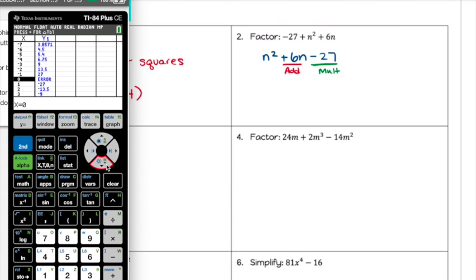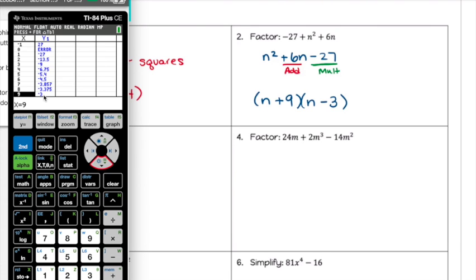But I also need to pay attention to what I wanted to add to. I wanted to add to a positive 6. So I'm looking in my list and which two integers add up to a positive 6. So when x is equal to 9, y is equal to negative 3. If I add up 9 with negative 3, I get a positive 6. So these are my two factors right here. So how do I factor this? So n squared, we factor as n times n. And I did find my factors, positive 9 and negative 3.